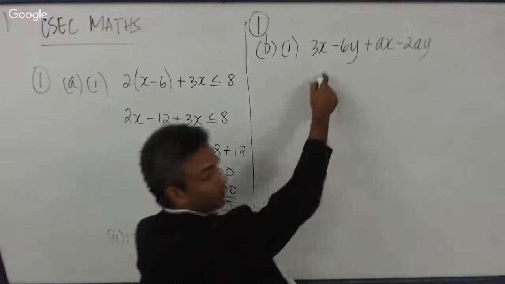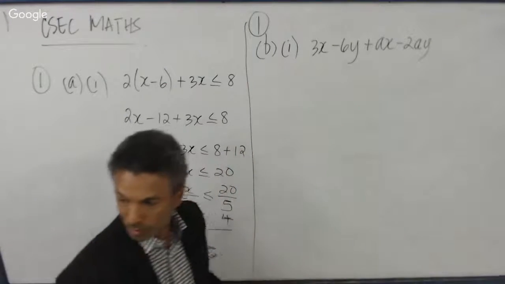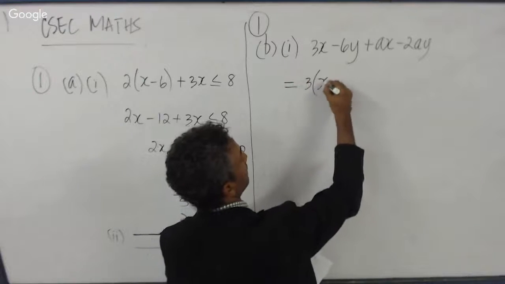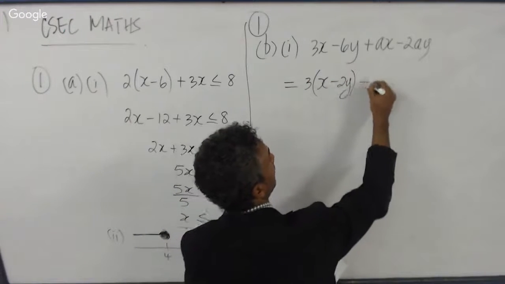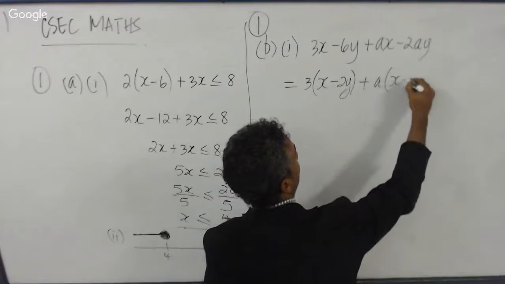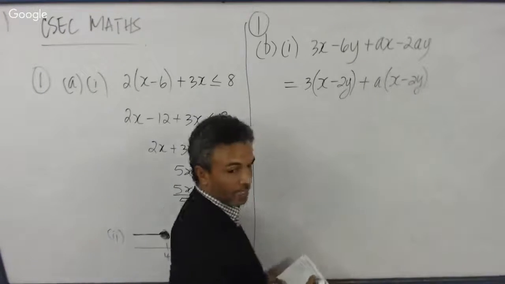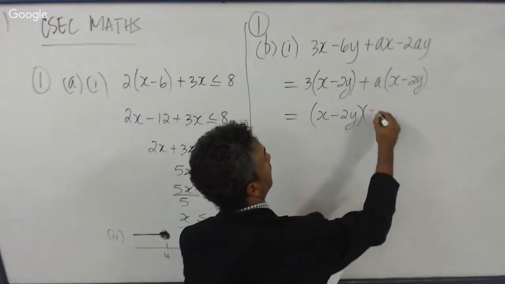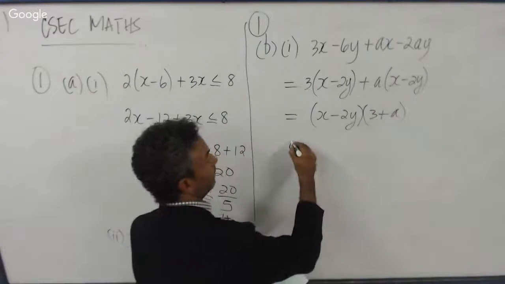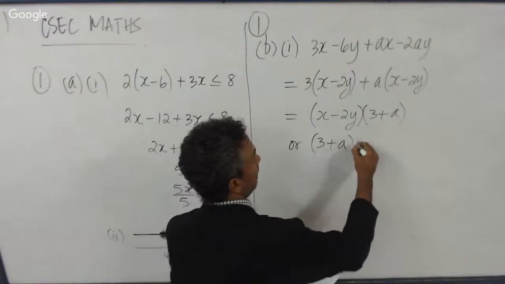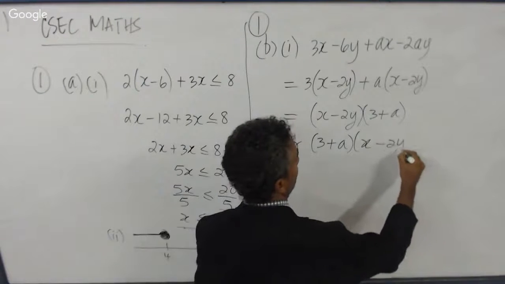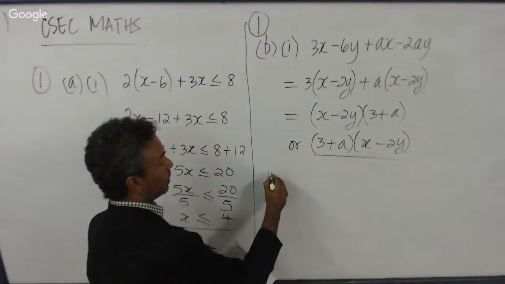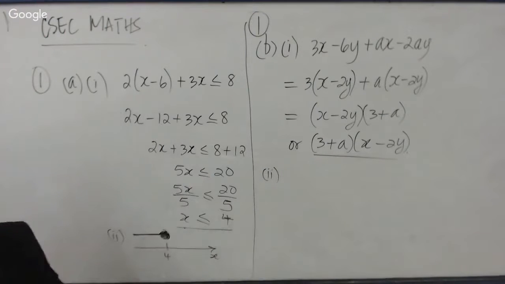Here, factorizing by grouping, that's the look you should recognize. Immediately you could say 3 bracket x minus 2y, a bracket x minus 2y. What is common is x minus 2y. So you can have x minus 2y, 3 plus a, or you could have 3 plus a, x minus 2y. That's the answer to part 1. That's factorization by grouping.